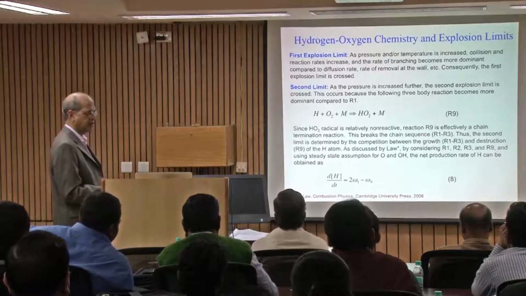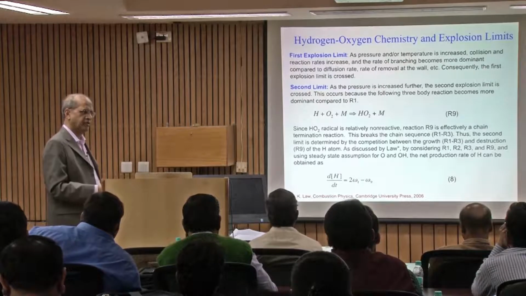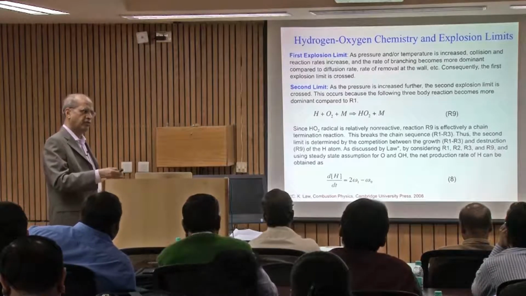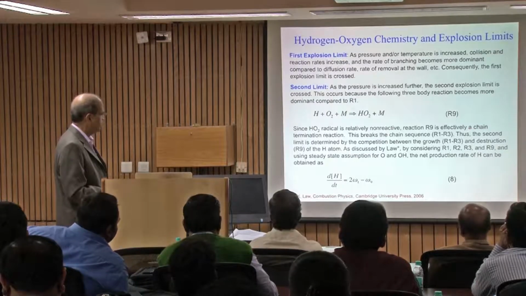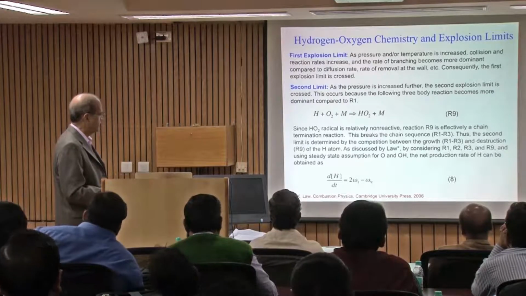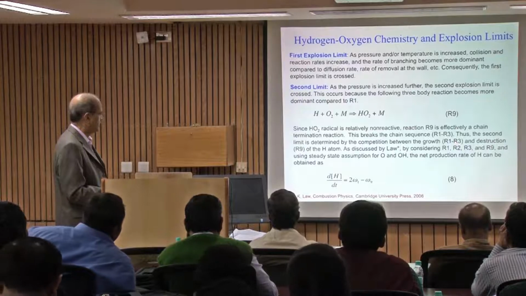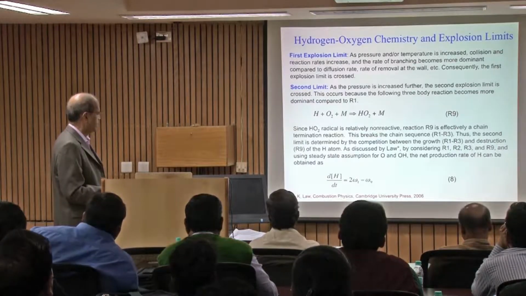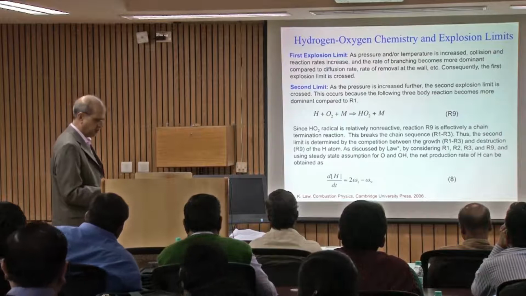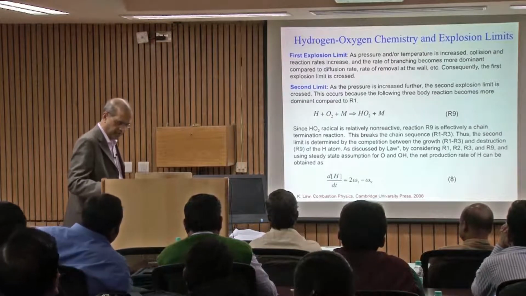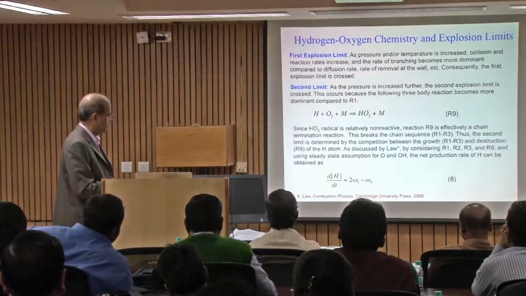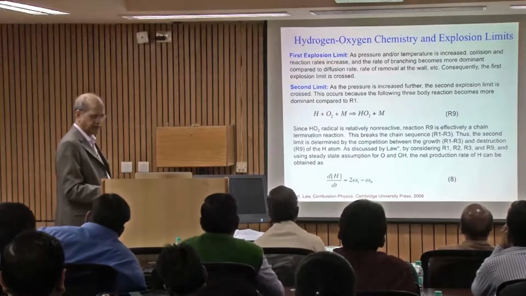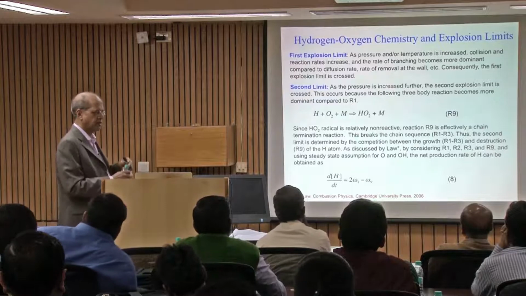So this breaks that sequence, the R1 and R3 sequence. Because what are R1 and R3? They are producing more radical species. H produces an O and OH. So the second limit is then determined by the competition between those three and the R9 reaction. It is very simple to discuss this and come up with this equation. This will also explain the steady state approximation we were discussing this morning.